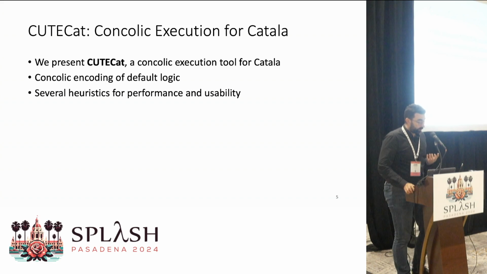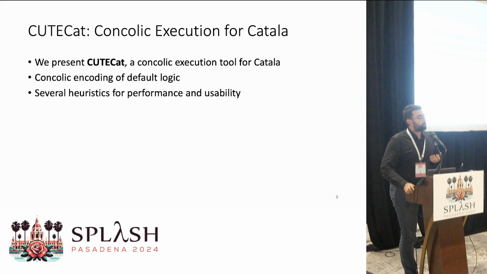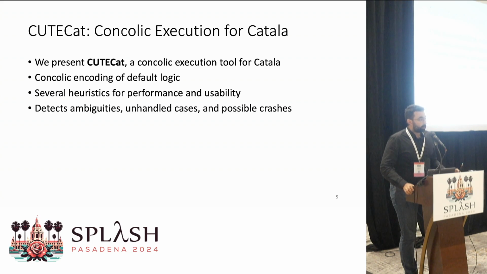To make it work, we also have several heuristics, especially for the performance of the analysis, to try to prune test cases that might be redundant, and also for usability, especially to generate inputs that are a bit more readable and more usable by users of the tool. CUTECat allows you to test different execution paths in Catala programs, and it's particularly geared towards detecting ambiguities in the program, unhandled cases, and also possible crashes, meaning, for instance, possible divisions by zero in the program.